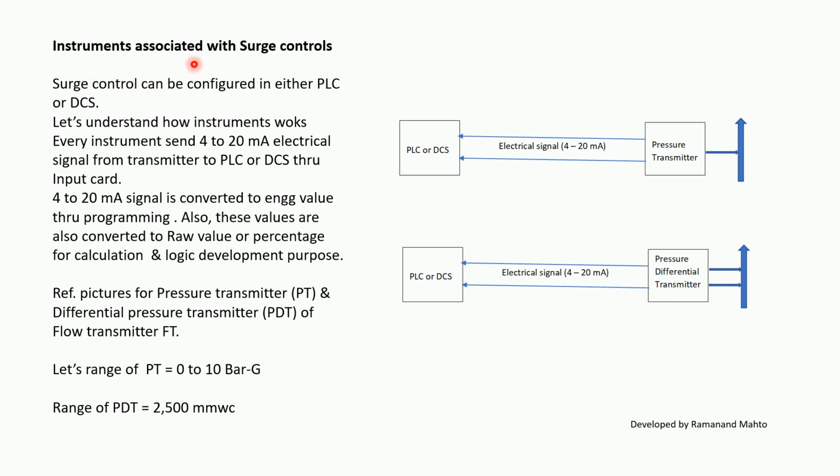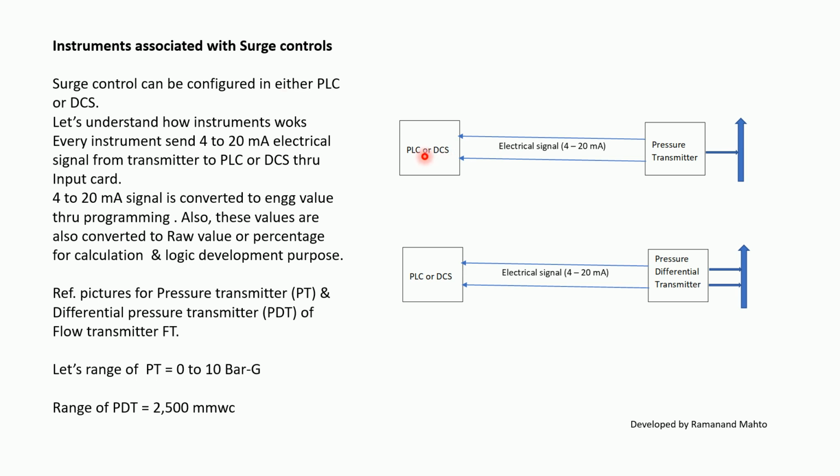The instrumentation associated with the surge controller: one, we should know the pressure transmitter or differential pressure transmitter. Second, we should know the differential pressure transmitter used for flow measurement, that is, the DP for flow. Another is the pressure boost, or compressor boost, which is the compressor final discharge pressure minus the compressor suction pressure.